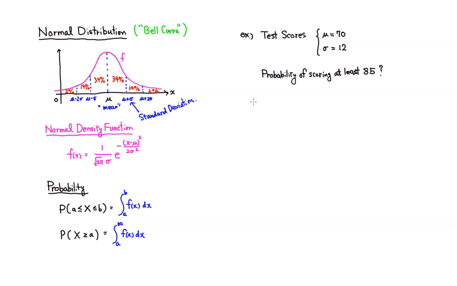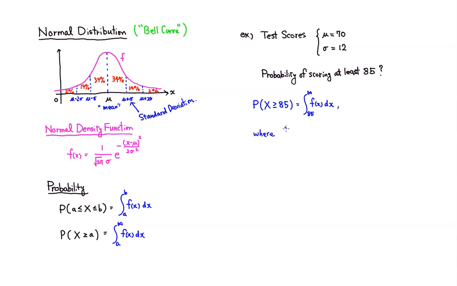So the notation would be probability. I'm going to use a capital X for the test score, and it is at least 85. We know that this is just going to be an integral from 85 to infinity of f of x dx. And f being this guy, maybe I should be a little bit more specific.